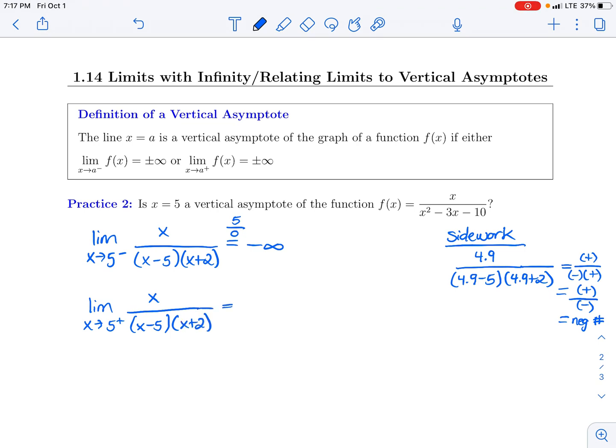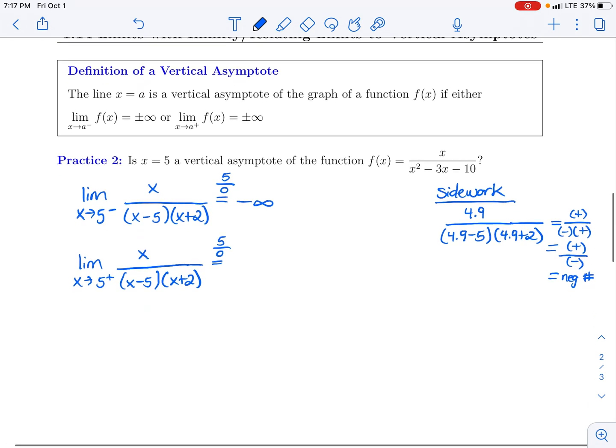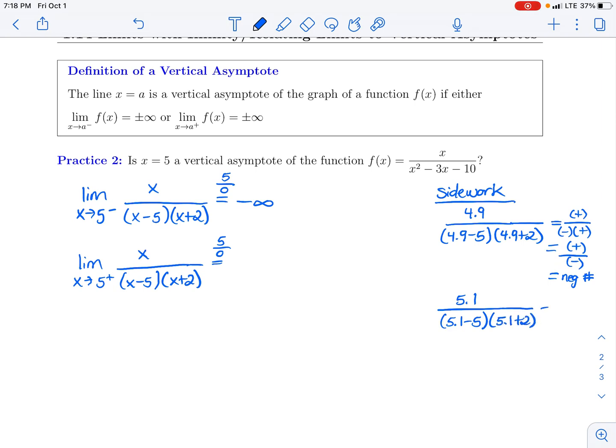And so we already know that this is going to be 5 over 0. So now I want to pick a number that's close to 5, but to the right of 5 on the number line. So like 5.1, for example. That's close to 5, but to the right of 5 on the number line. So now when I plug in, I get 5.1 over 5.1 minus 5 times 5.1 plus 2. And I know that all of these numbers here are positive. So of course this is going to give me a positive number. So this is positive infinity.